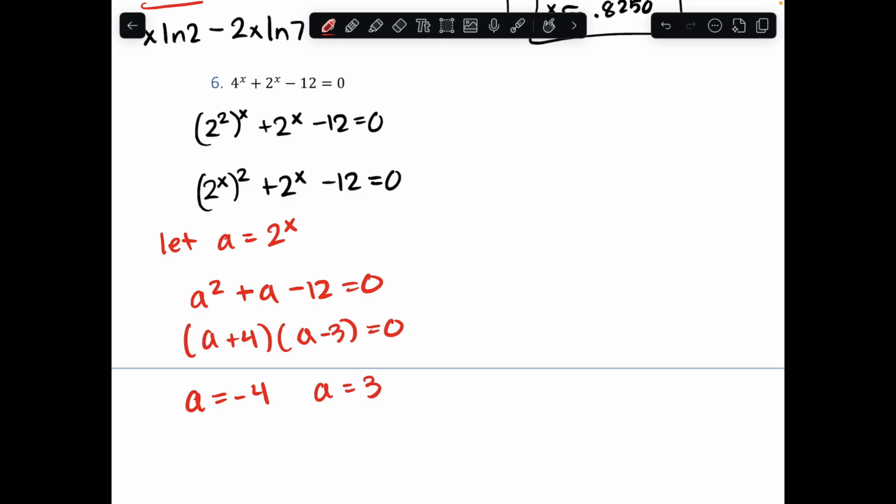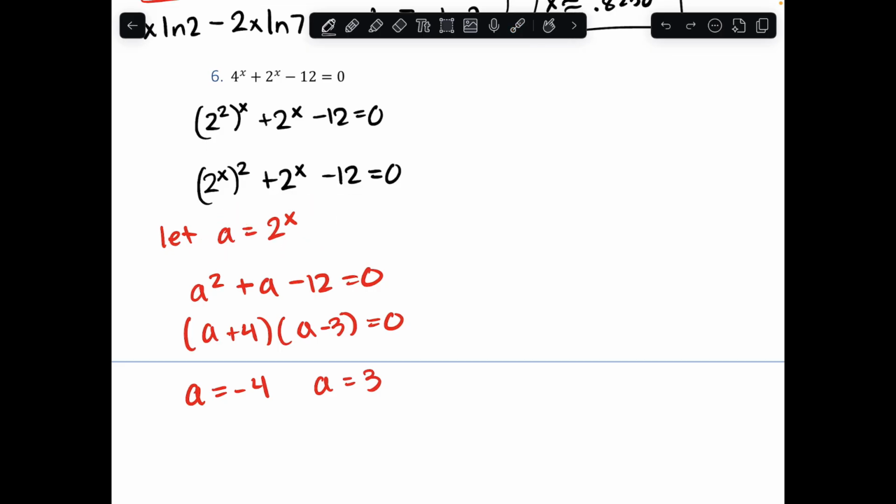Now that I know what a is equal to, I can go ahead and go back into the 2 to the x form, because I'm really trying to solve for x, not a. And so if we replace a with 2 to the x, we get 2 to the x is equal to negative 4, and we get 2 to the x is equal to positive 3.